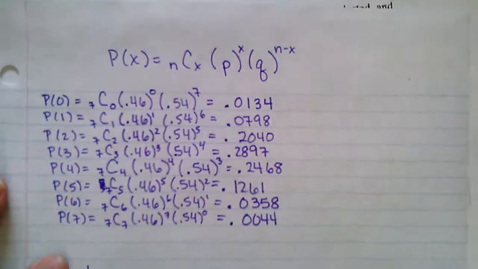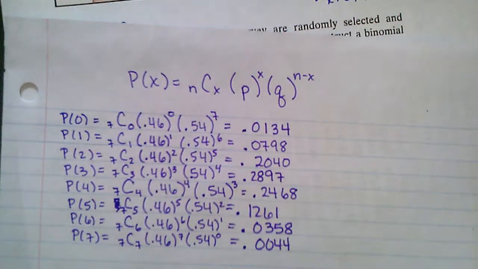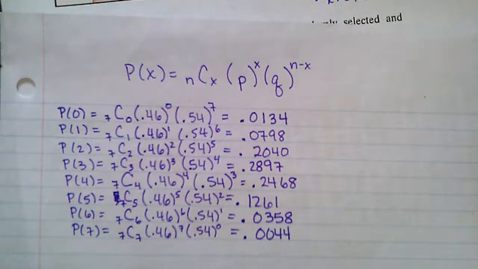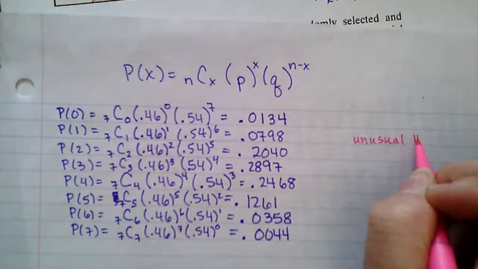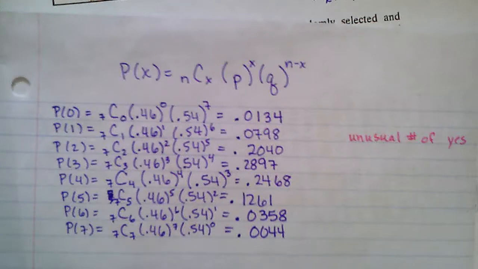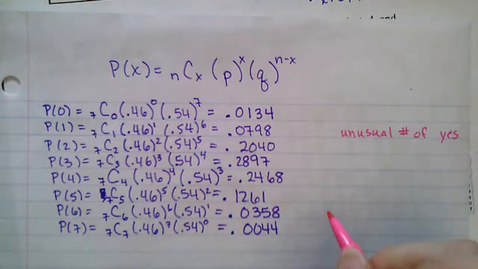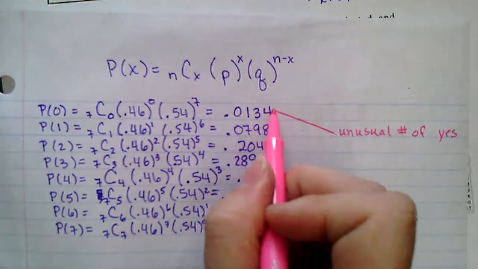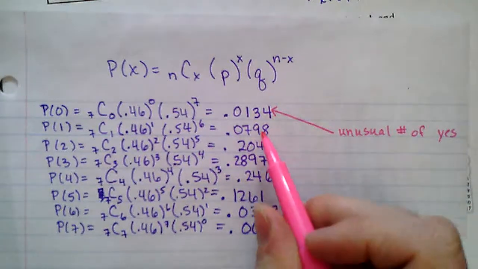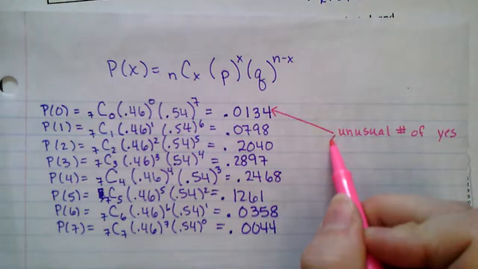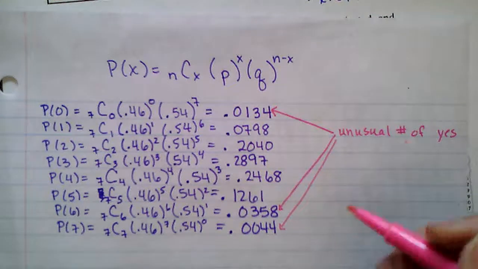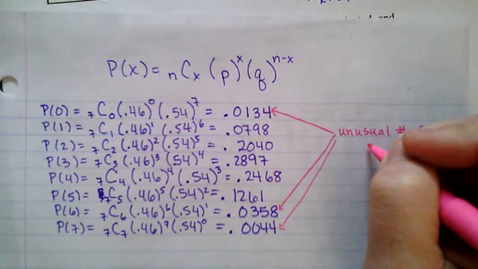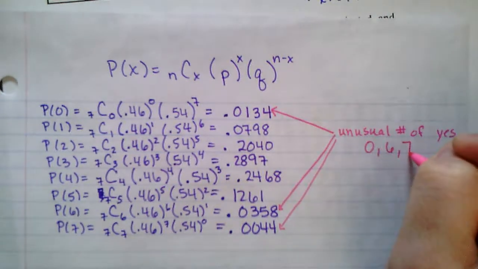So on our answers to the number of people who said yes to using their cell phone, if I asked 7 people, what would be an unusual number of yeses? Unusual number of yeses when I ask 7 people would be anything that's less than 5%. So that would be this one, which is 1%. That one's 7%, and that's higher, higher, higher. This one, that's 3.5%, and this one, that's 0.44%. So an unusual number of yeses would be 0, 6, or 7.